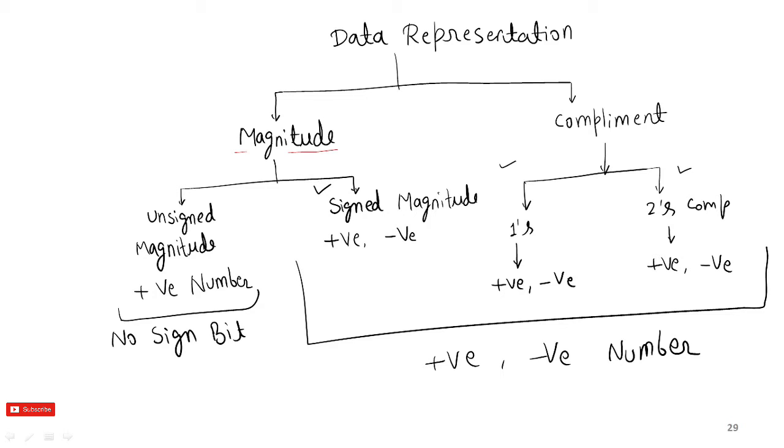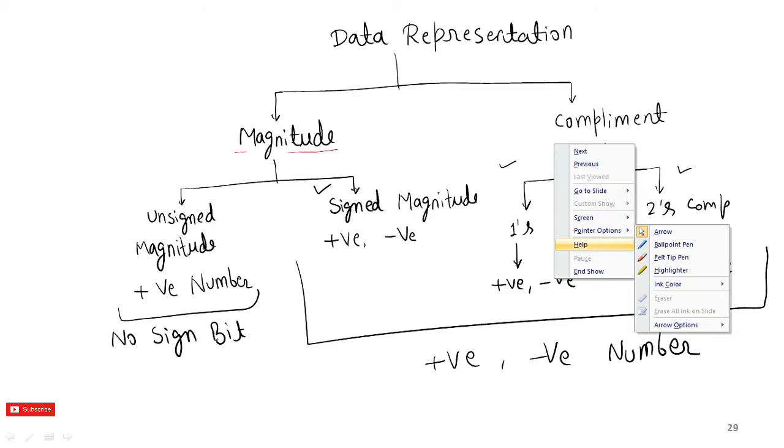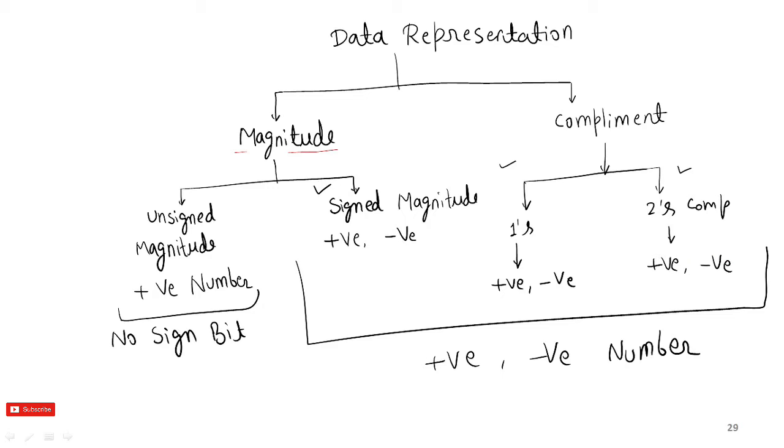In the complements method, again one's complement and two's complement method is there. In one's complement and two's complement method, we can represent both positive numbers as well as negative numbers, and with the help of sign magnitude also we can represent positive and negative numbers. In all these three methods, we are adding one extra bit at MSB.